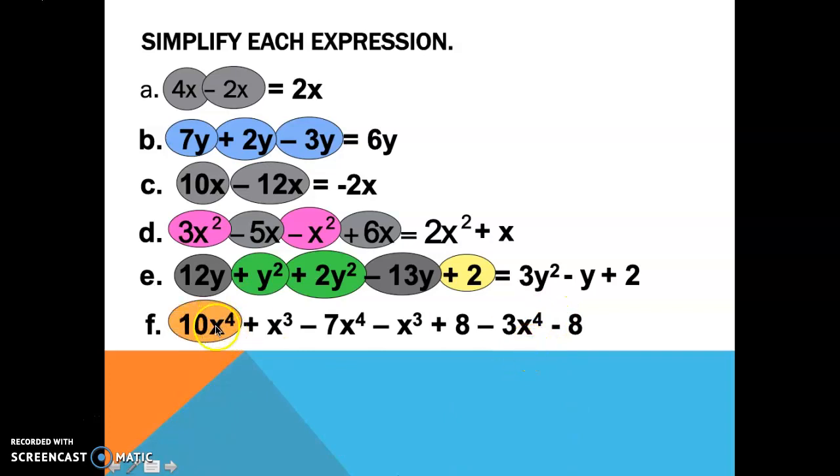Let's start with my x to the power of 4s. I have 10 of them. I take 7 away, and I take 3 more away. I have x cubed, 1x cubed. I take them all away, so I have none there. I have an 8. I take them all away, and I have nothing left.